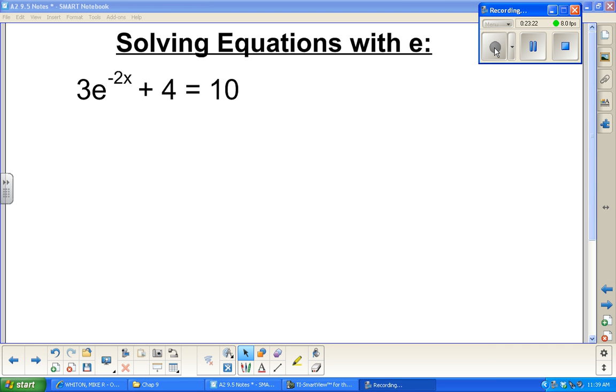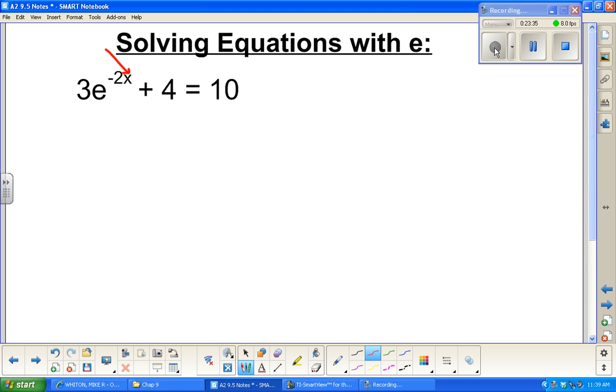Okay, and then one more quick example solving a problem with e in it. This is just an equation they'll give you. It's not a word problem that you need to set up. But let's go ahead and solve that real quick. Again, you're noticing where your variable is in the exponent, so let's get that by itself. Let's do what we can. We'll subtract the 4 first, and we'll have 3e to the negative 2x equals 6.